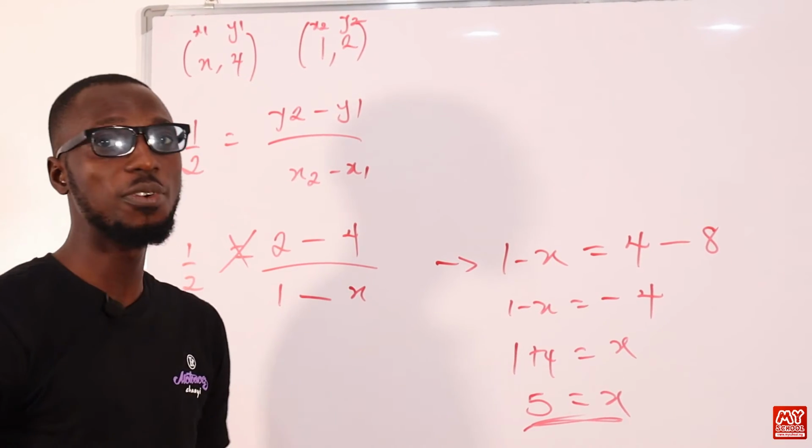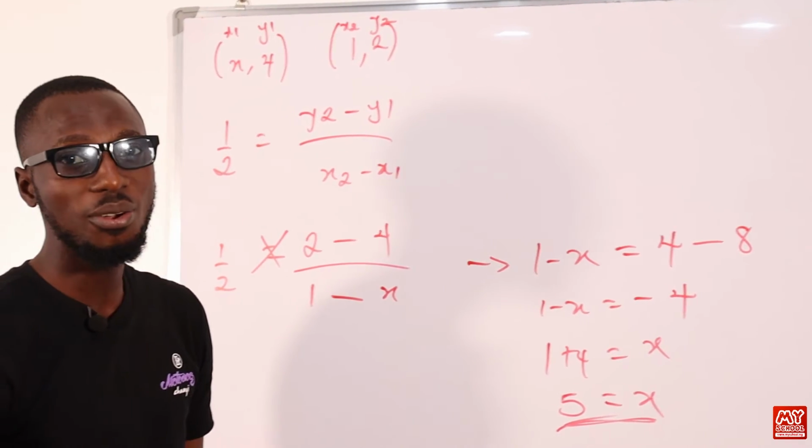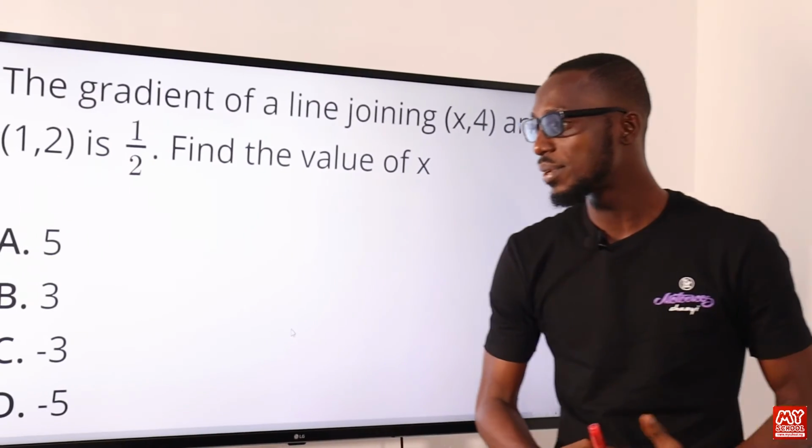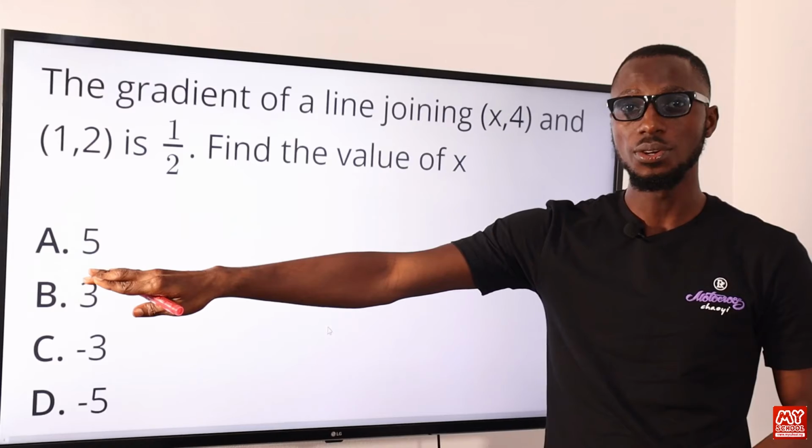All right, so just join me as we move back to the screen to point out the correct option. So we are looking for 5. We found out that x is 5. So which of the options carry 5? That is option A.